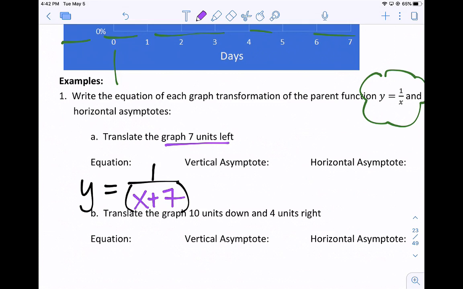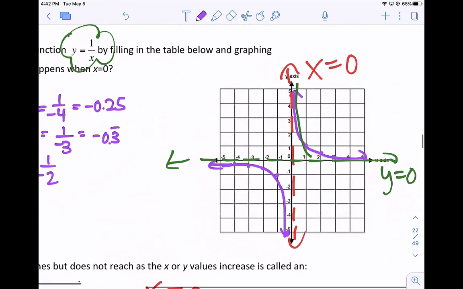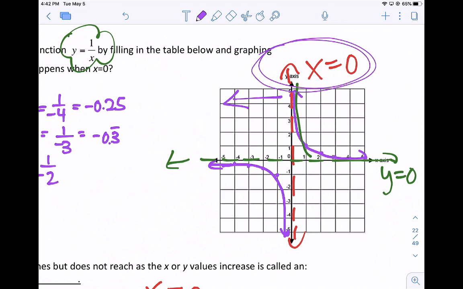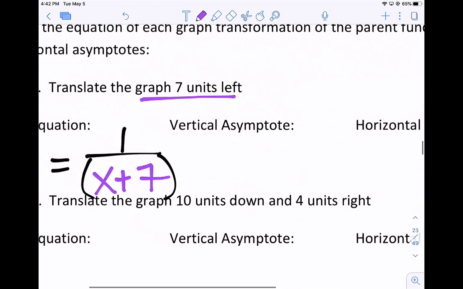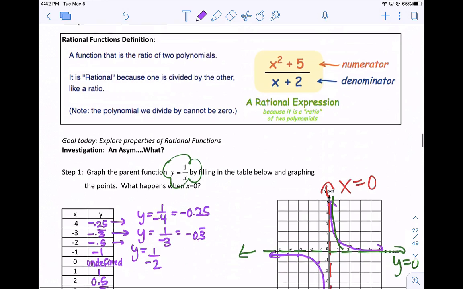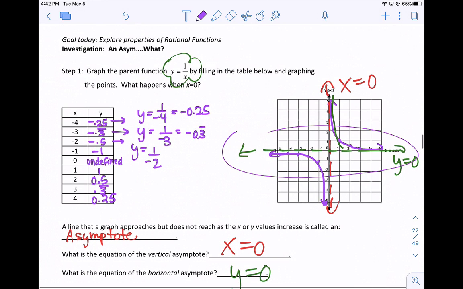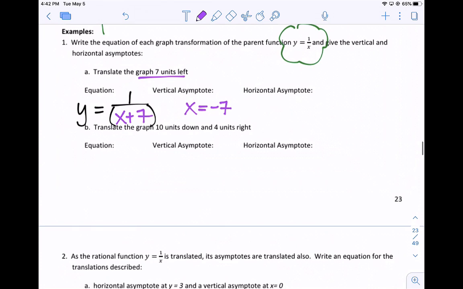All right, now notice our asymptotes were at x equals 0 and y equals 0. So if we shift it 7 units to the left, it changes our vertical asymptote. Okay, so let's reflect that in the answer. So 7 units to the left, the vertical asymptote is x equals -7. We didn't shift it up and down, so the horizontal asymptote is still sitting there at y equals 0 because we only shifted it to the left. Okay, so let's write y equals 0.